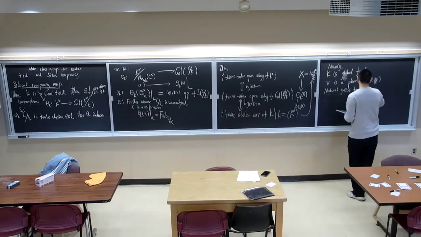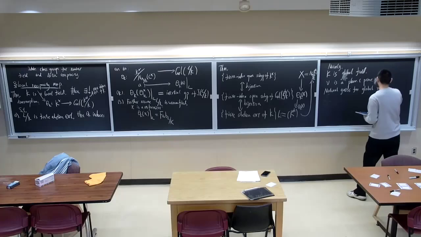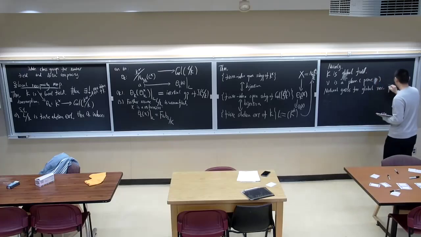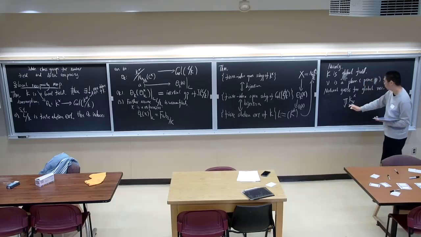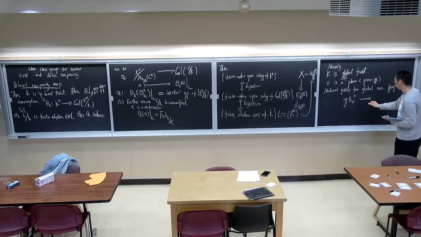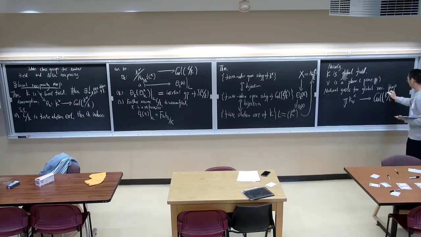for the global reciprocity map will be just put all the local information together. You take the products with a place, then you map to the Galois extension of K^ab. Okay. So this is a very natural guess.